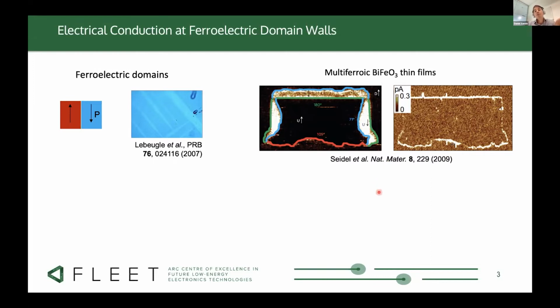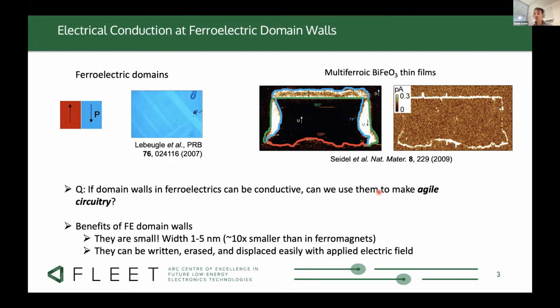This was discovered about a decade ago roughly, and it begs the question: if you can create these domain walls in these materials, can you create essentially circuitry that you could modify at will? So if you could make agile circuitry where you could write some circuits and then erase them later to reconfigure your device. This is essentially what we're trying to do with our domain wall memory here.